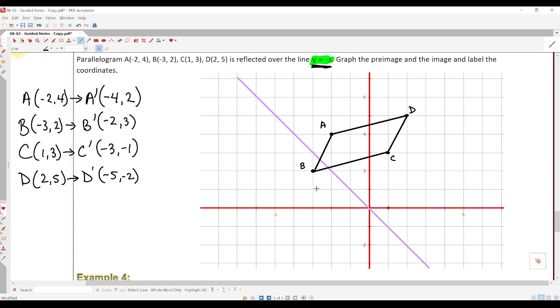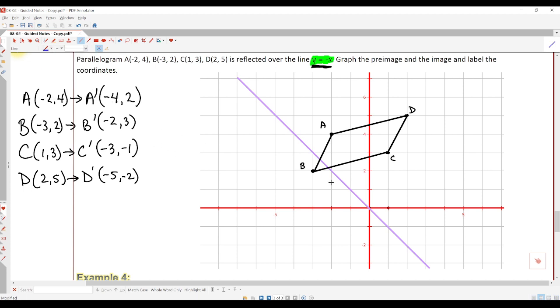So if we think about this now, those 3 points, A, D, and C, are above and to the right of the line. When we reflect them over, those should be underneath the line, down to the left. B is a little lower and to the left. It should flip over and become up and to the right. So let's do this in a different color. Let's do it in blue.